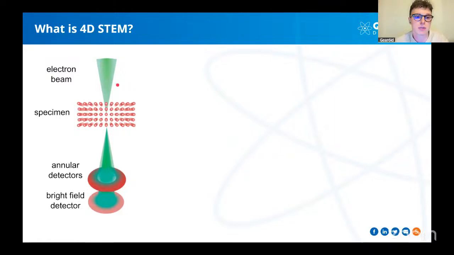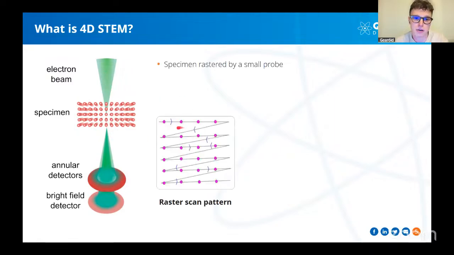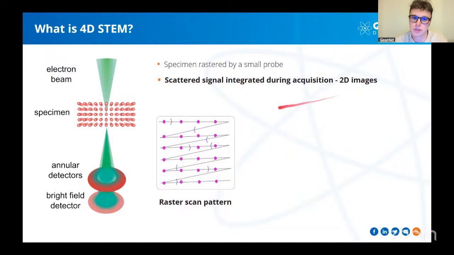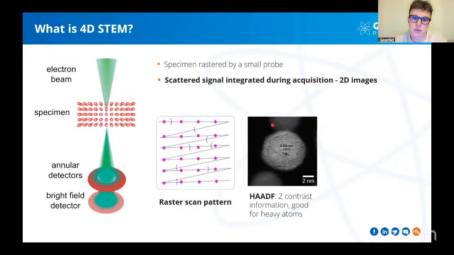In a conventional STEM experiment, you have a converged electron beam that scans the sample, typically in a raster pattern, so a pattern that looks like this. And then below the specimen, you have these annular or bright field detectors that collect electrons scattered through specific scattering angles. And then these detectors integrate the scattered signal into a single value. And then you have software that displays that intensity value in sync with the scan pattern. So what you're left with is these two-dimensional images.